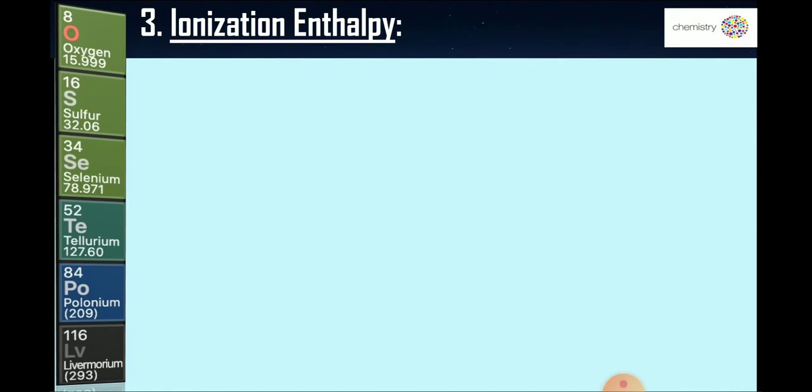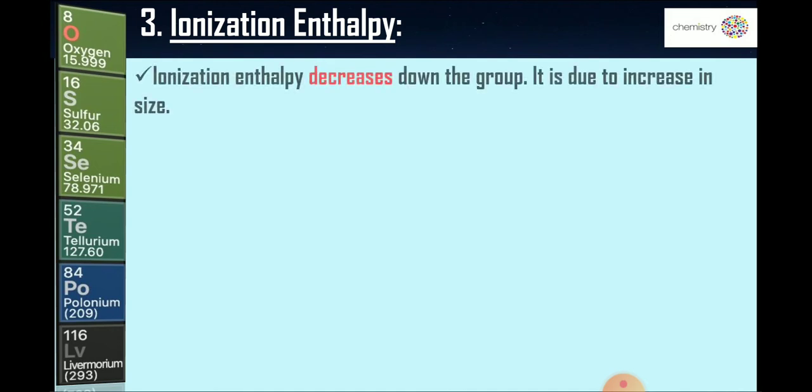The third periodic property is ionization enthalpy. So you know that ionization enthalpy is what? It's the amount of energy required to remove the outermost electron from an isolated gaseous neutral atom in its ground state. This we discussed last year in PUC first year. We have studied this concept. Now we'll see how it varies in the chalcogens, in the oxygen family, group number 16.